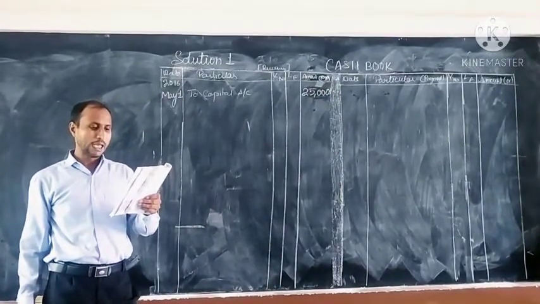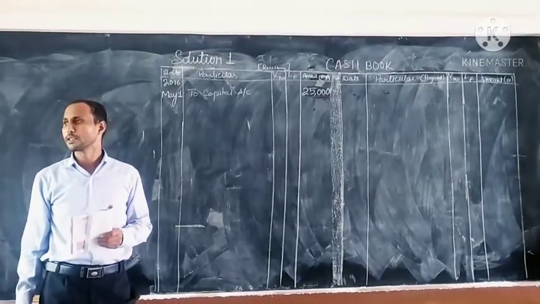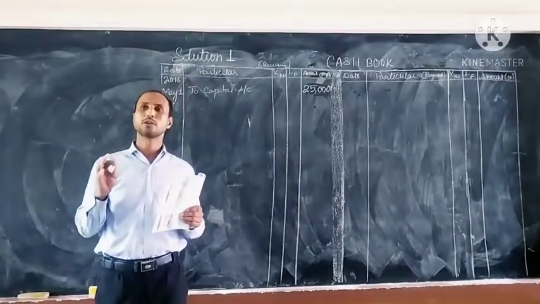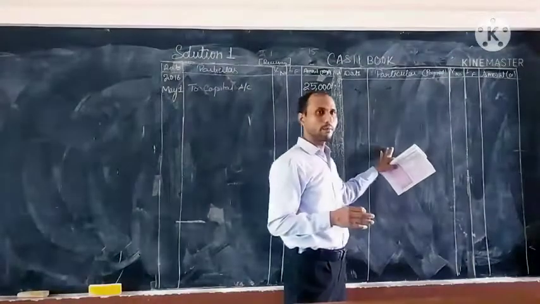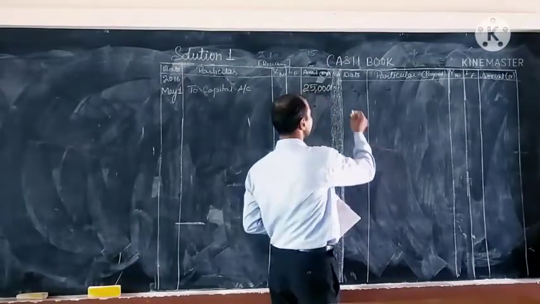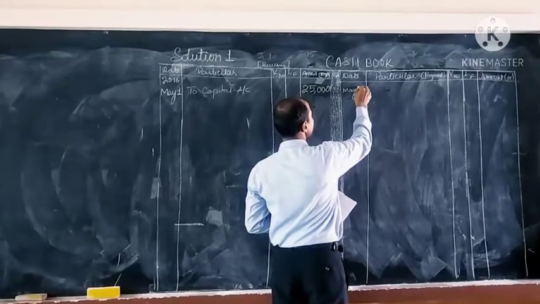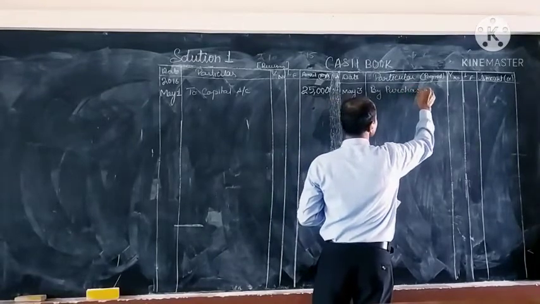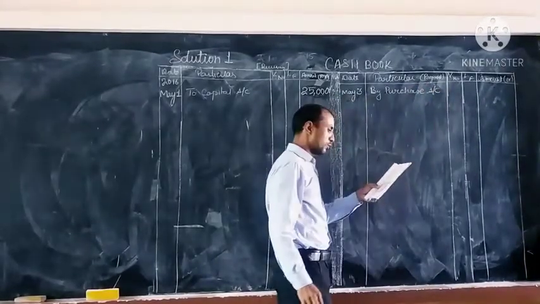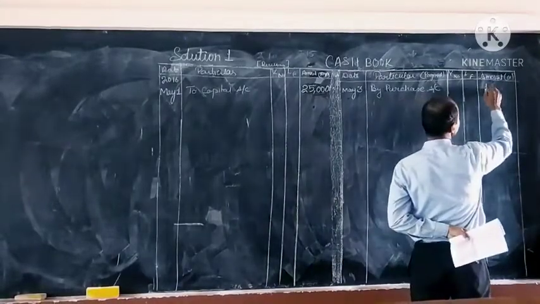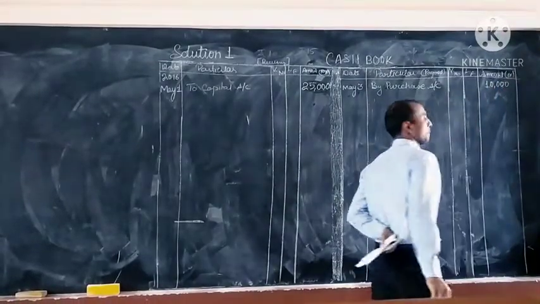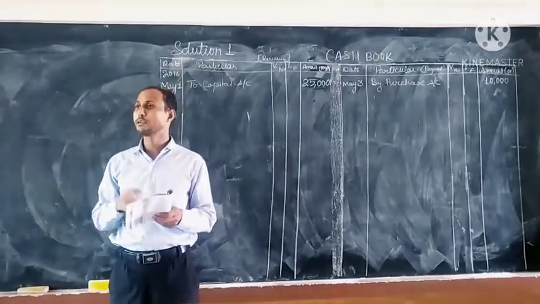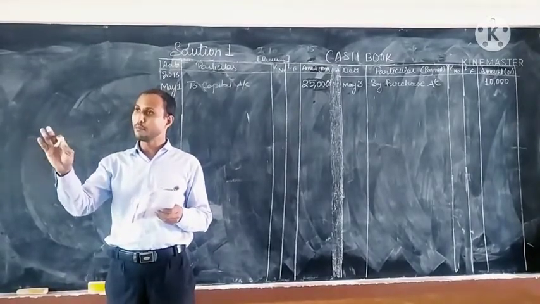Now, bought goods for cash. This means cash is going out from you. If the cash is going out of the business, it should be written in the payment column. Is it clear? The date is clear, so here you can write May 3rd, by purchase account. By purchase account, it is what? 10,000. So here we will write 10,000. Is it clear? Sir, you said bought. It is written for cash. That means we have paid cash.